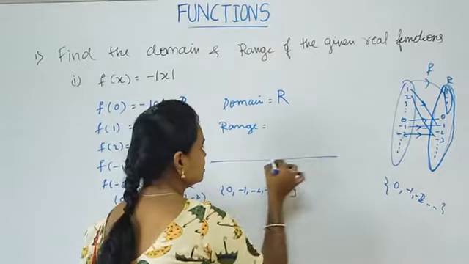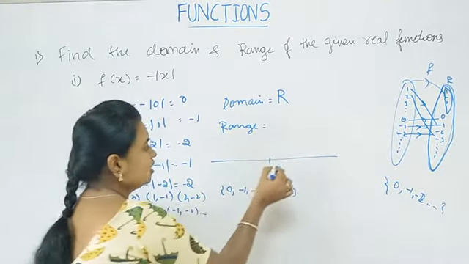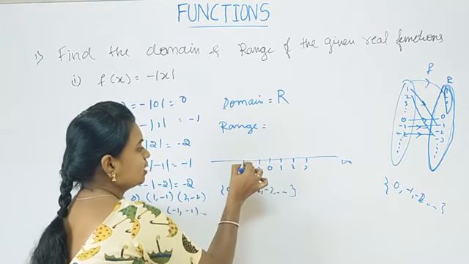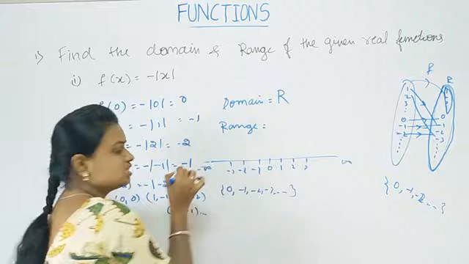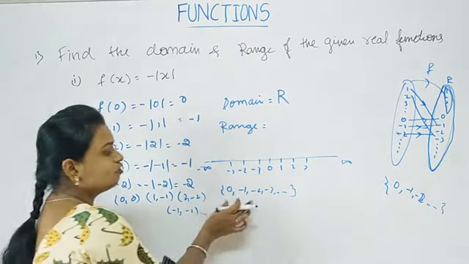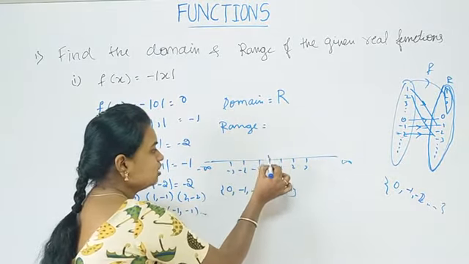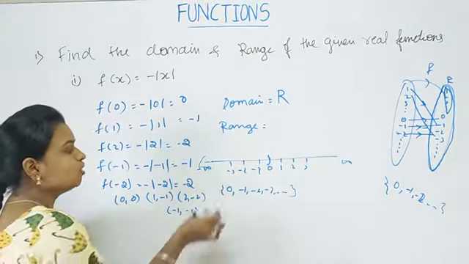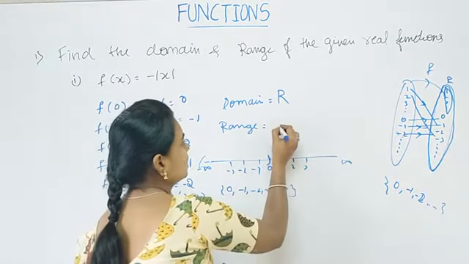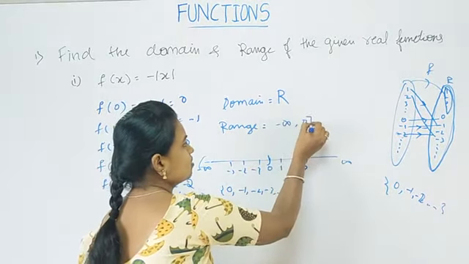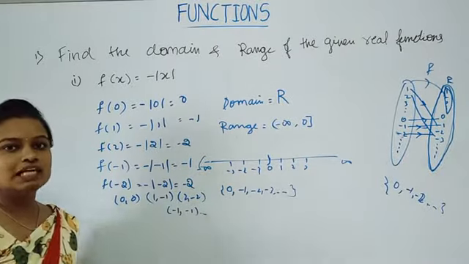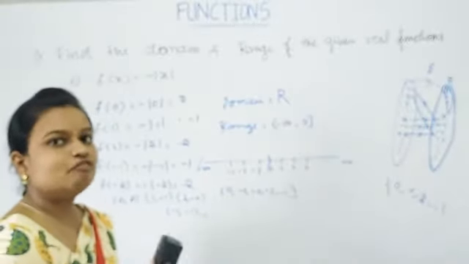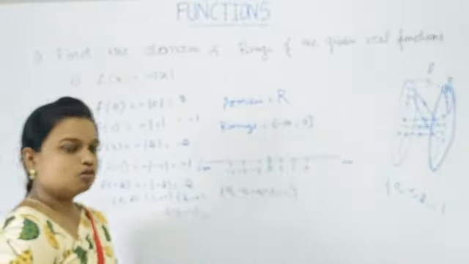Real numbers on the number line: here we have 0, then 1, 2, 3 up to plus infinity. On the left side we have minus 1, minus 2, minus 3 up to minus infinity. The range is from 0 down to minus infinity. So this is our range. Writing it in interval notation, the range is minus infinity to 0. The range for this function is the open interval minus infinity to the closed end 0. Understand?